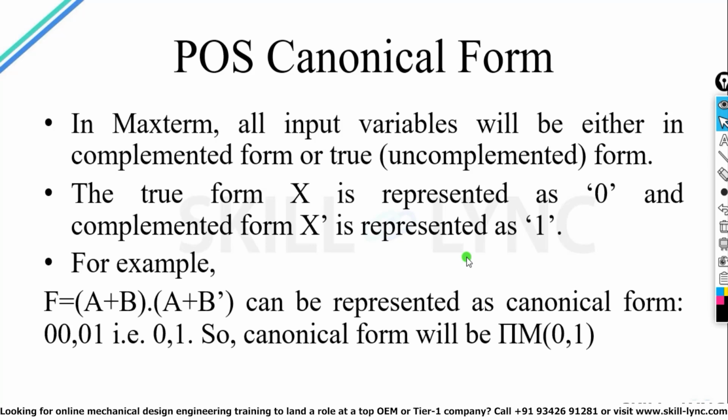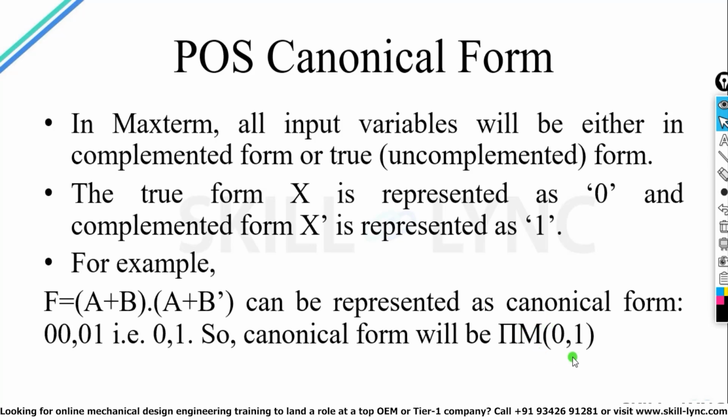So when we take the logical AND between the maxterms, that is the canonical form. These are the maxterms, the sum terms, like A plus B bar. It is represented as pi capital M. If you remember, in SOP we represent the canonical form with sigma small m. But in POS, the canonical form is represented as pi capital M with values 0, 1.